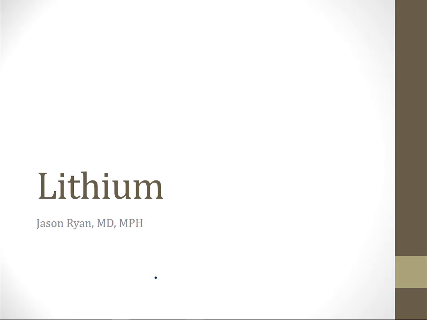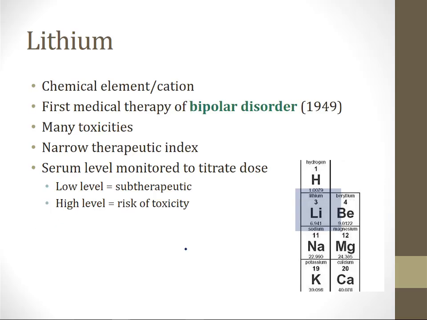Hi everybody, and welcome to our module on lithium. Lithium is a chemical element. You can find it on the periodic table right above sodium. It's also a cation, which means it is positively charged. And lithium was the first medical therapy that was ever determined to be effective for bipolar disorder. This happened in 1949. It's still used for bipolar disorder in some cases today.